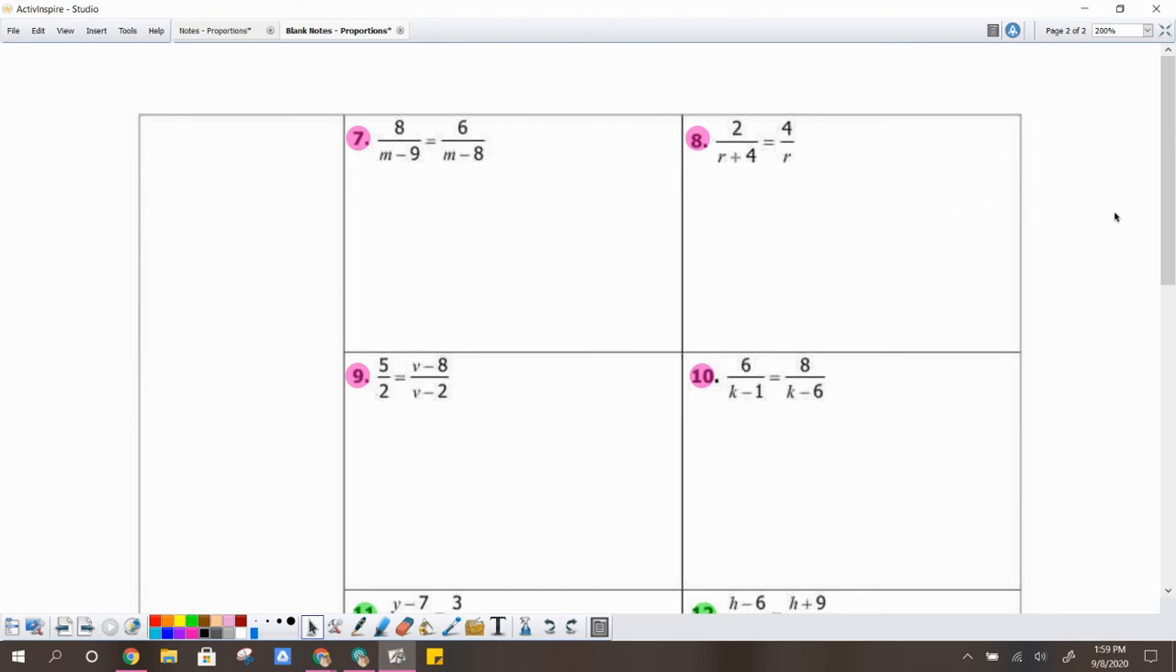If you needed to see that work again, just rewind it and pause so you can compare your answers with what's there. So now that you've tried those ones, you're going to try these 4, 7, 8, 9, and 10. Pause the video, show your work on paper or a whiteboard, and then press play when you're ready to see the answers.